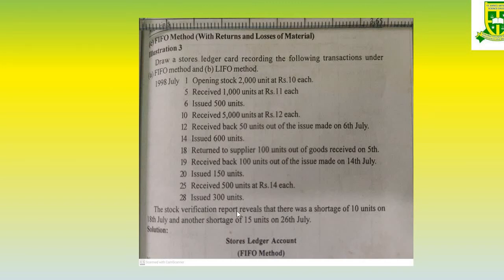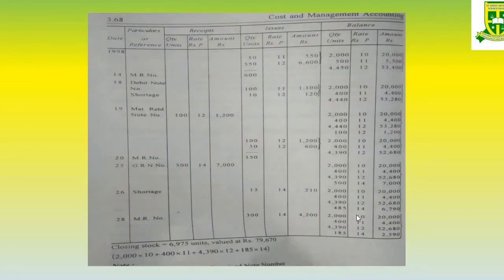Then on 18th, stock verification revealed there is a shortage of 10 units in the department, so we have to issue it. So for the shortage, how many units are needed? 10 units. So what is the last stock available? 4450. So from 4450 I am issuing 10, so the balance is 4440. What is the value of this? 12. So multiply it, 53,288.